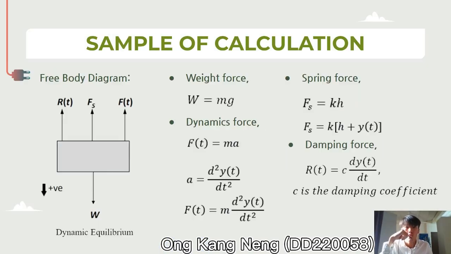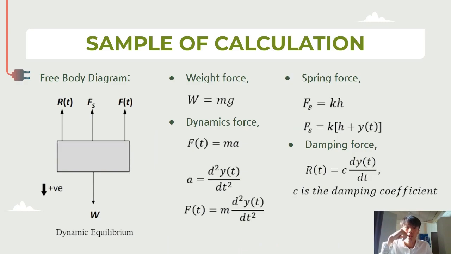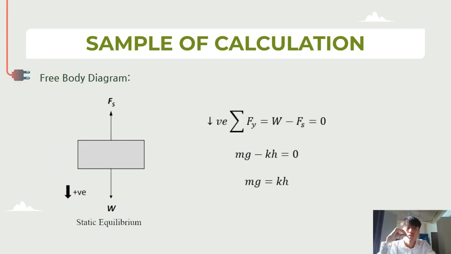So first of all, we look at the sample of calculation first. From the free body diagram, when the suspension system is in dynamic equilibrium, we have four forces acting on the system, which are spring force plus a function of displacement at time, weight force, dynamic force, and damping force. In the static equilibrium situation, we have only two forces, which are spring and weight force.